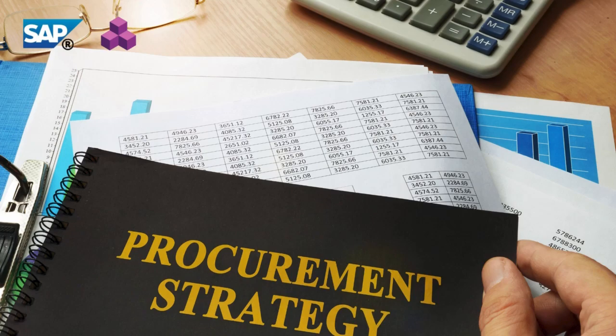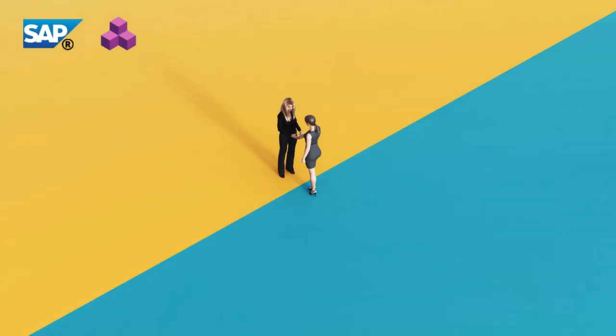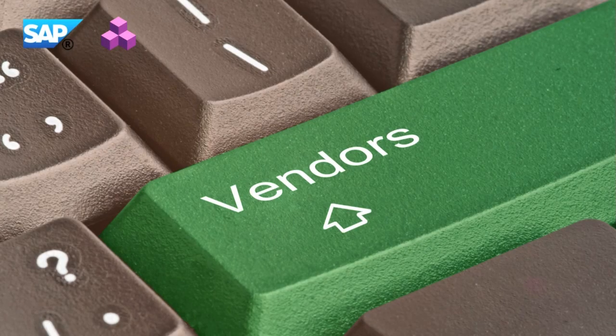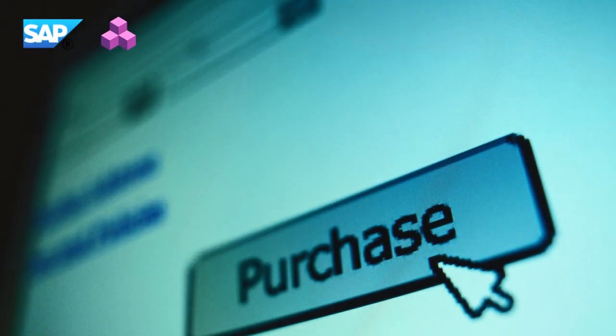In SAP Procure-to-Pay, selecting the right vendor for your products or service specifications is a very critical process. Often, the same material can be supplied by multiple vendors. So, how do you decide which vendor to choose when placing a purchase order?